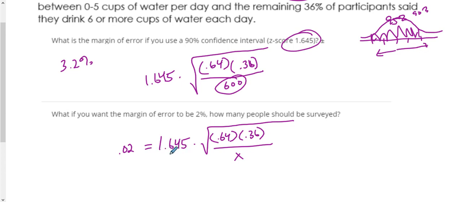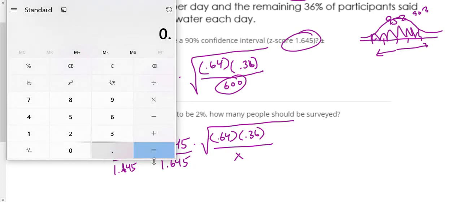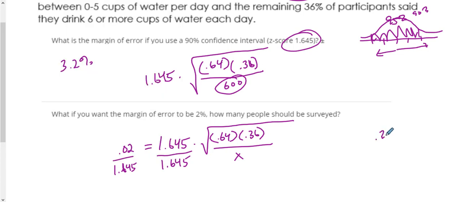Again, we want to get rid of this right here by dividing, because currently it's being multiplied. And the other thing that we can do really quick here is to go ahead and multiply this out as well. So I think I'll actually do that first. 0.64 times 0.36 gives me 0.2304, 0.2304 over x, take the square root, and then over here 0.02 divided by 1.645.